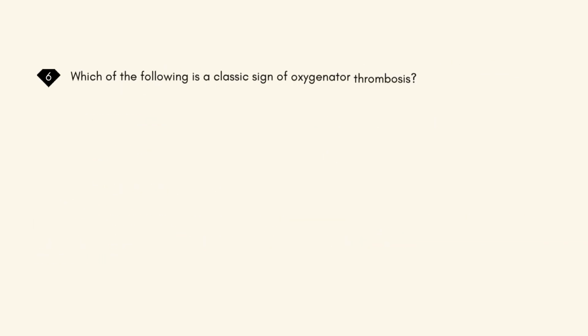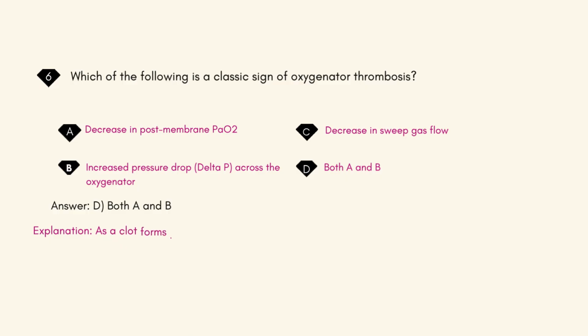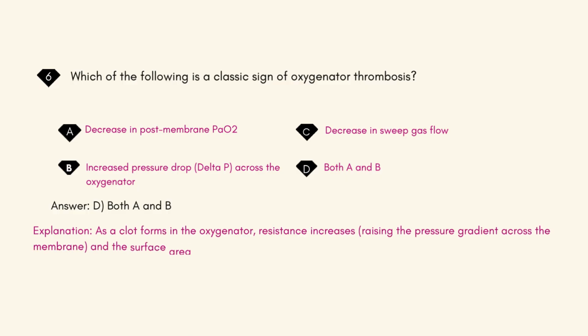Which of the following is a classic sign of oxygenator thrombosis? A. Decrease in postmembrane PO2. B. Increased pressure drop, delta P, across the oxygenator. C. Decrease in sweep gas flow. D. Both A and B. Answer: D. Both A and B. Explanation: as a clot forms in the oxygenator, resistance increases, raising the pressure gradient across the membrane, and the surface area for gas exchange decreases, lowering postmembrane oxygenation.